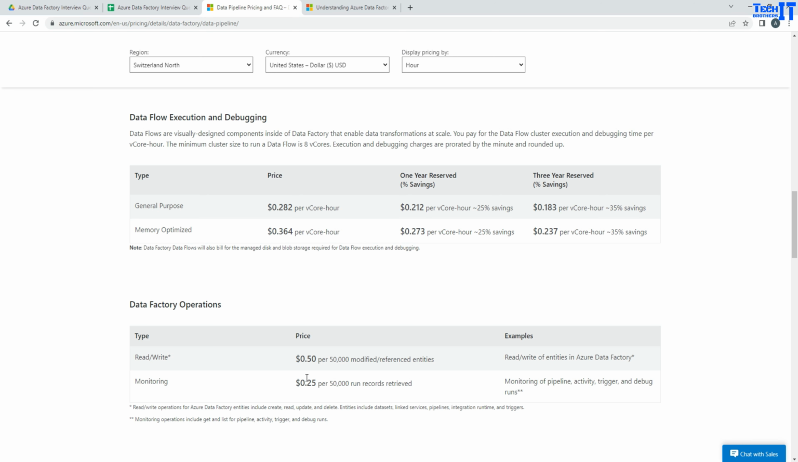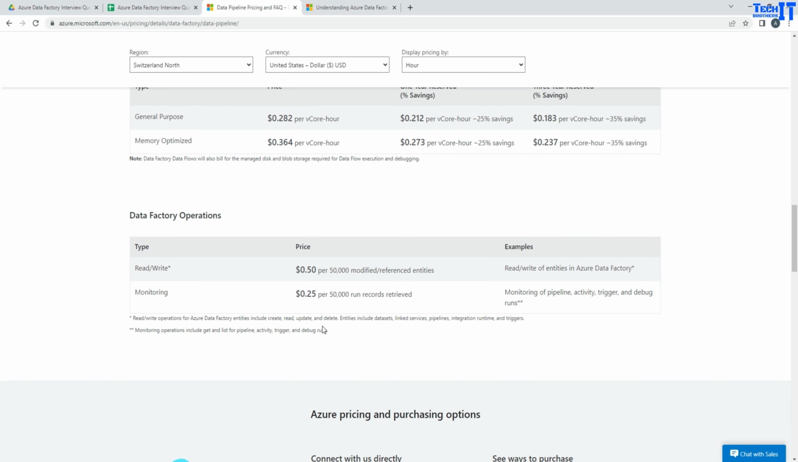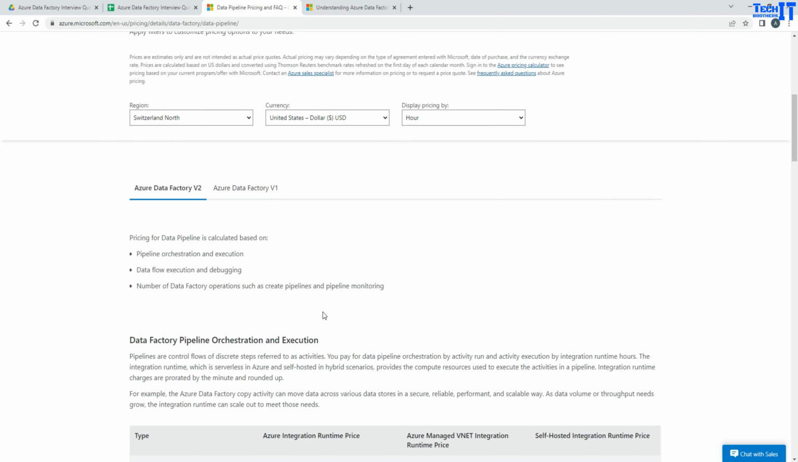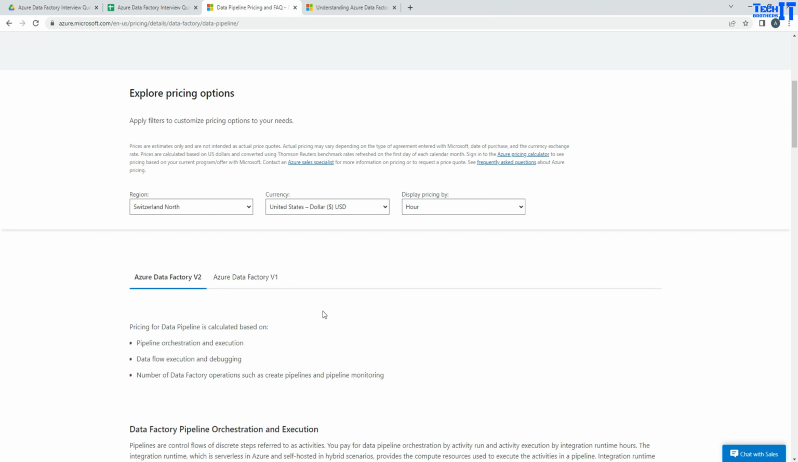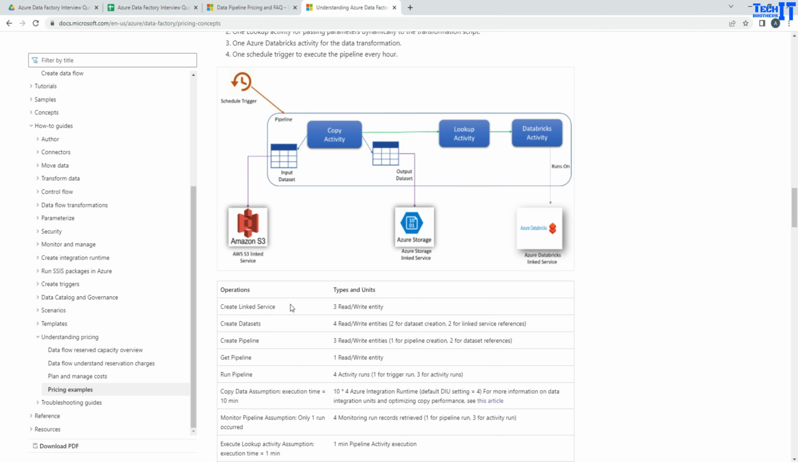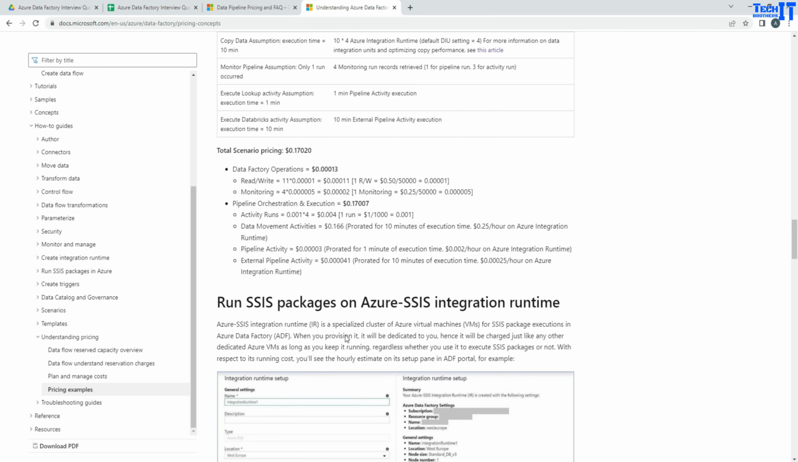I hope this video will help you understand how the billing works in Azure Data Factory, and how the pipeline billing can be calculated depending upon the different numbers I showed you here, and how you will add up all those numbers.